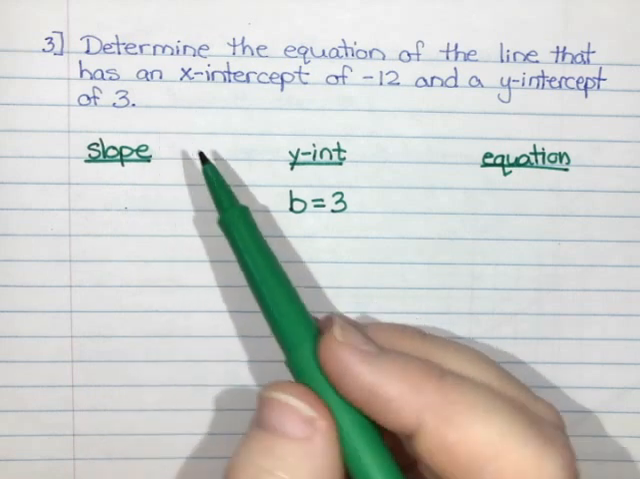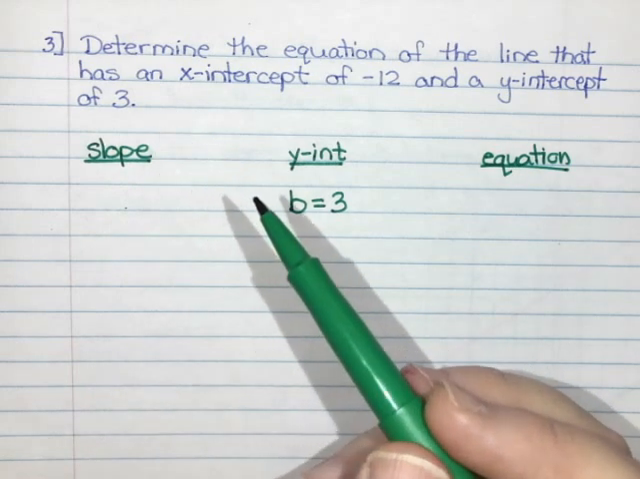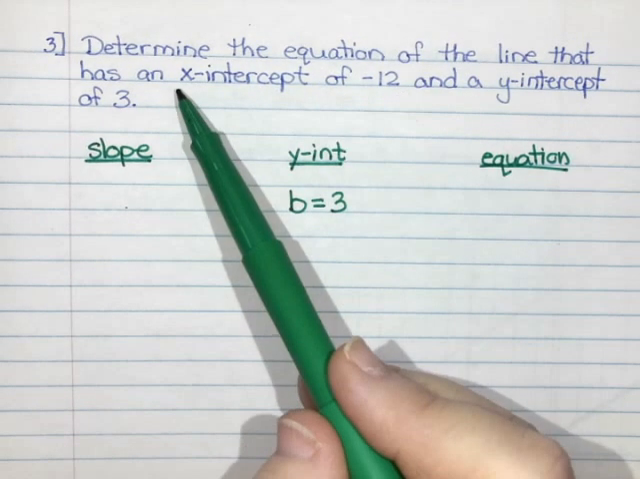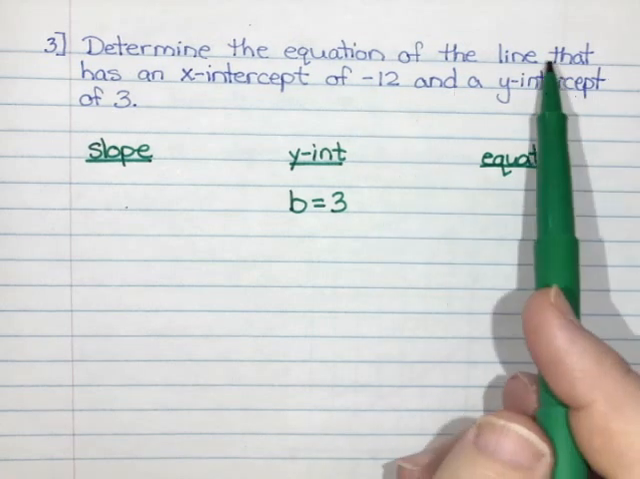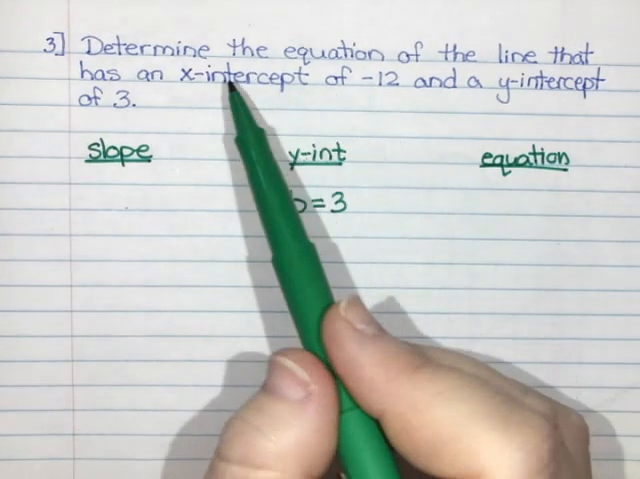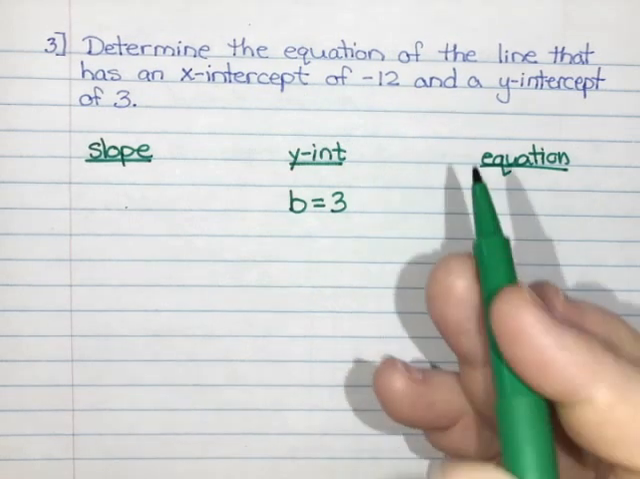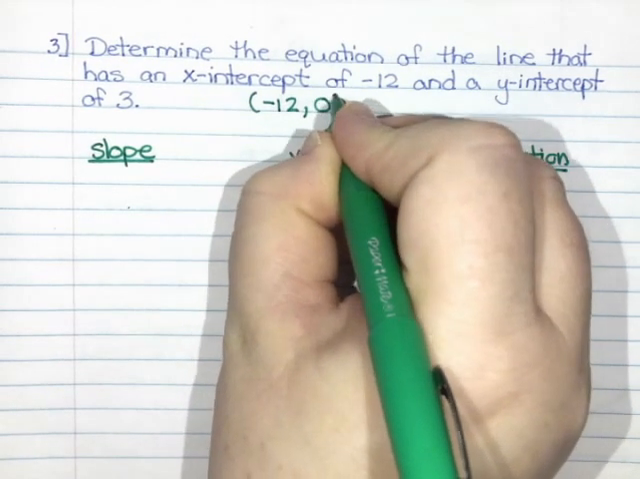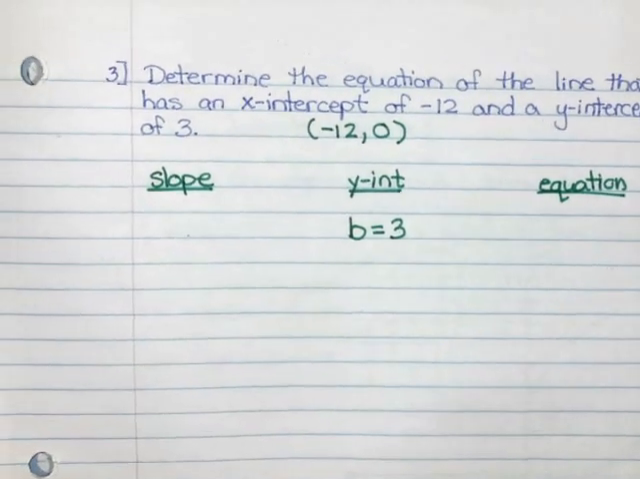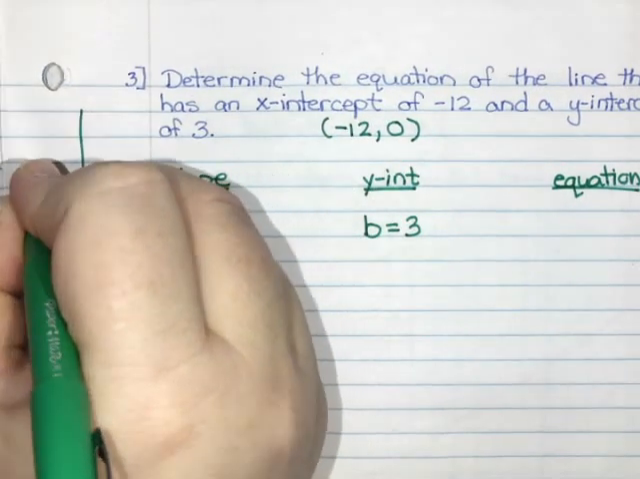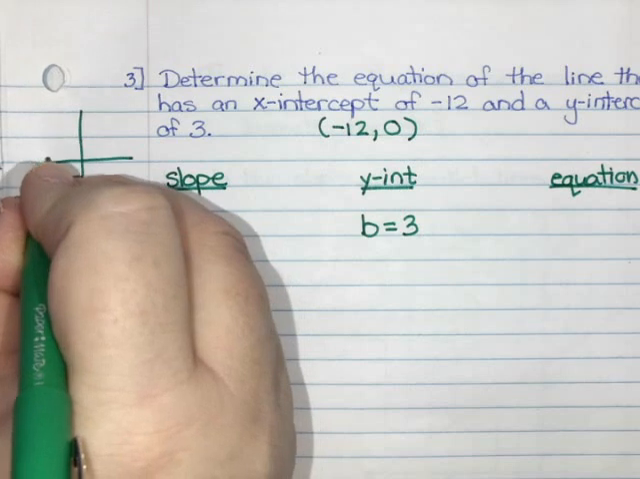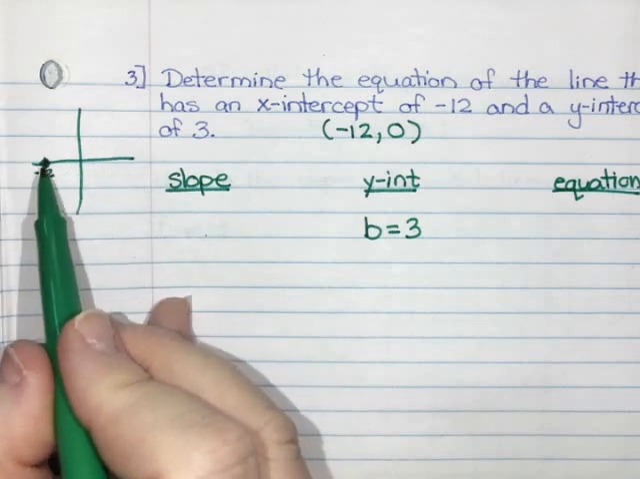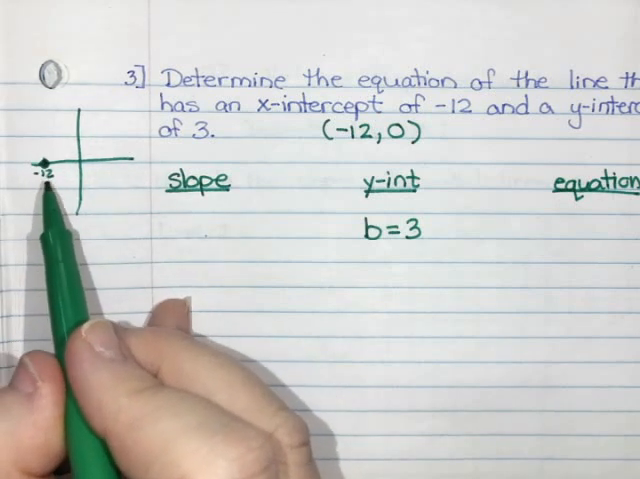Now, they technically have told us 2 points. They just don't look like the kind of points we're used to seeing. So instead of giving me a specific point, it says the x-intercept is -12 and the y-intercept is 3. So that x-intercept of -12 is actually the point (-12, 0). So on a graph, make a little tiny graph here, if I have an x-intercept at -12, that would be all the way over here. This would be the point (-12, 0) because it's sitting on the x-axis and it hasn't moved up or down.